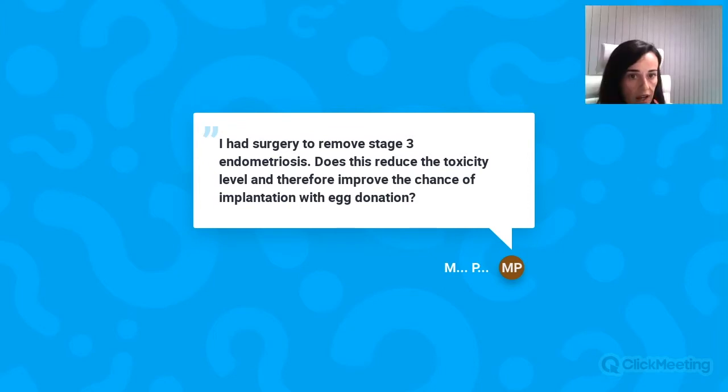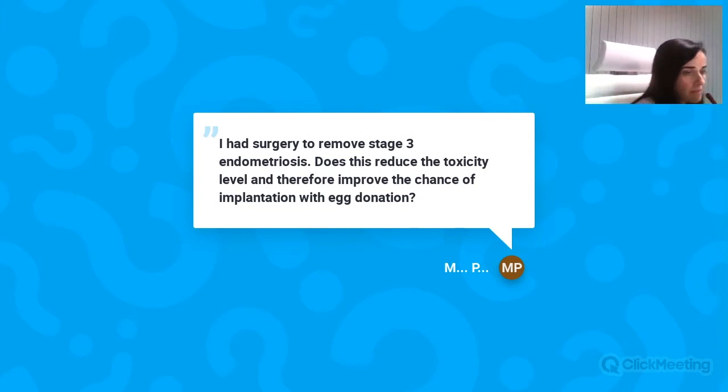Yes. If you do the treatment just after the surgery, it can improve the chance of implantation. If you wait to do the egg donation, as it has recurrence, perhaps you will not recover. So what we recommend is, if you are going to undergo a surgery, to do the fertility treatment just after the surgery, not to wait.